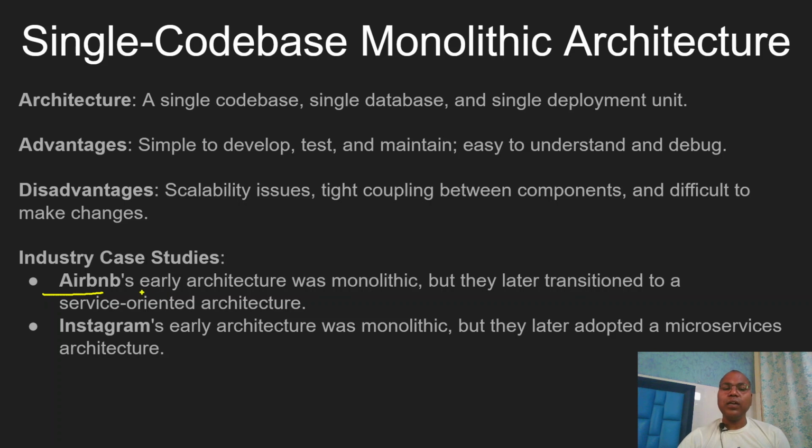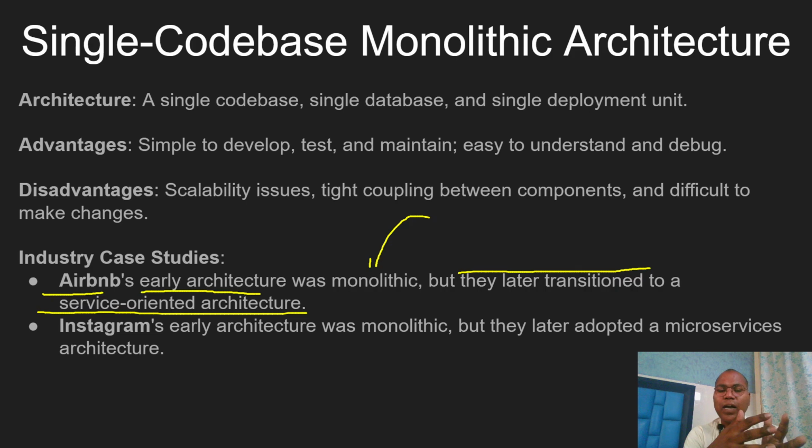If we talk about a case study, Airbnb early on started with a monolith architecture, but later they transitioned to a service-oriented architecture. Let's say we start from a POC or prototype and the customer is happy, then you build more application and more requirements, and later you find out this single code base monolithic architecture is not fitting, so let's go with service-oriented architecture. The transition can happen later.